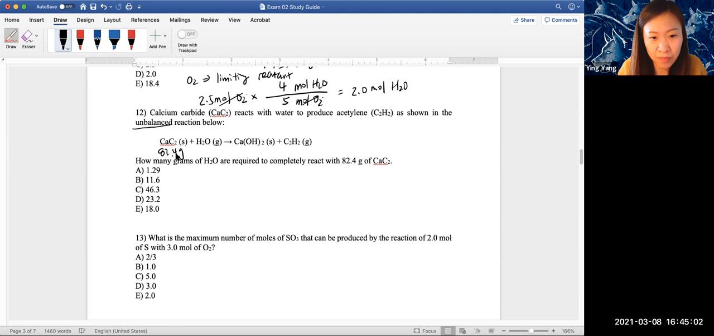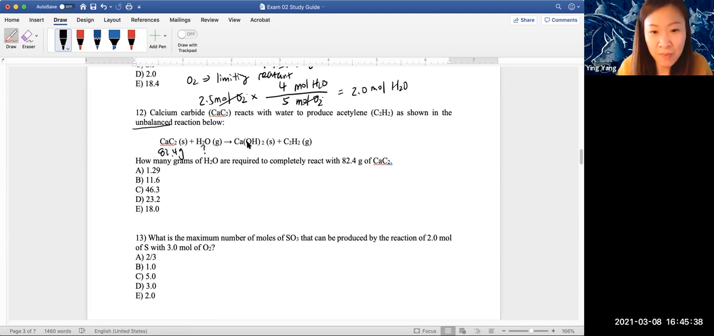82.4 grams of one of the reactants. It's asking you, okay, if you're running this reaction, you start with 82.4 grams of one of the reactants, and you need to determine how much water you need to add in there in order for them to completely react. So this question is a little bit difficult because it involves one step of balancing the equation. So step number 1 is to balance this equation.